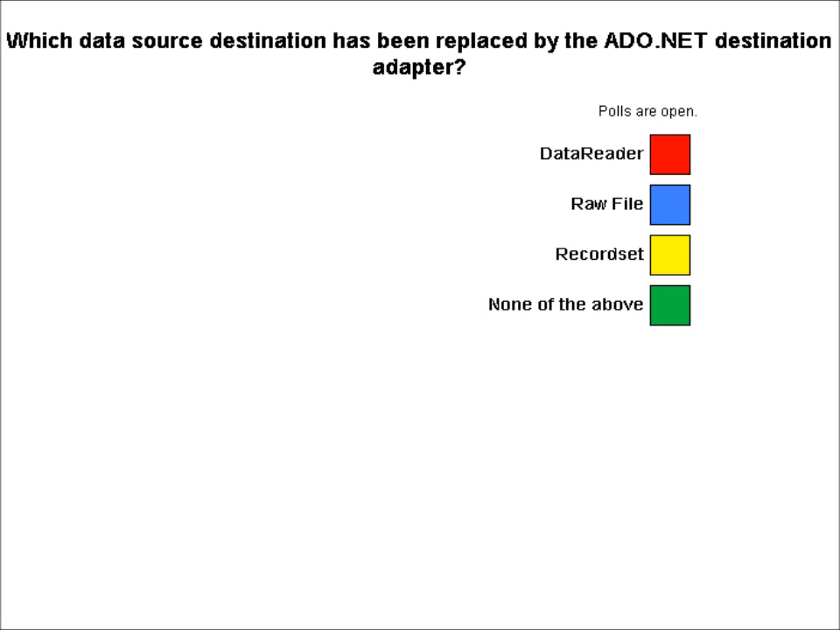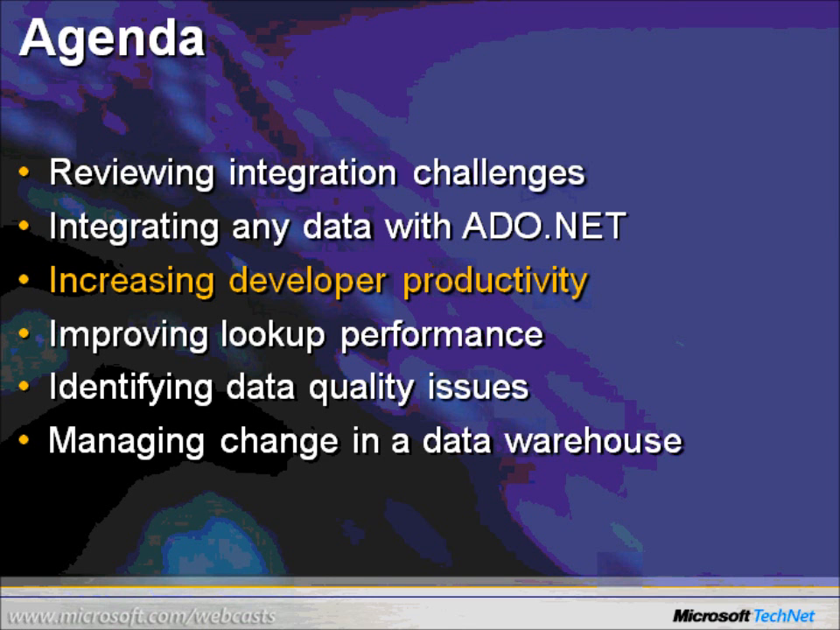All right, we actually have only a select few individuals. We're coming in actually below 25%. Oh, there, it jumped a little bit, up to 33. The answer is none of the above. The ADO.NET Destination Adapter is completely new to Integration Services 2008. The data reader destination, unlike the data reader source, is still available in Integration Services 2008. So again, the ADO.NET Destination Adapter is brand new.